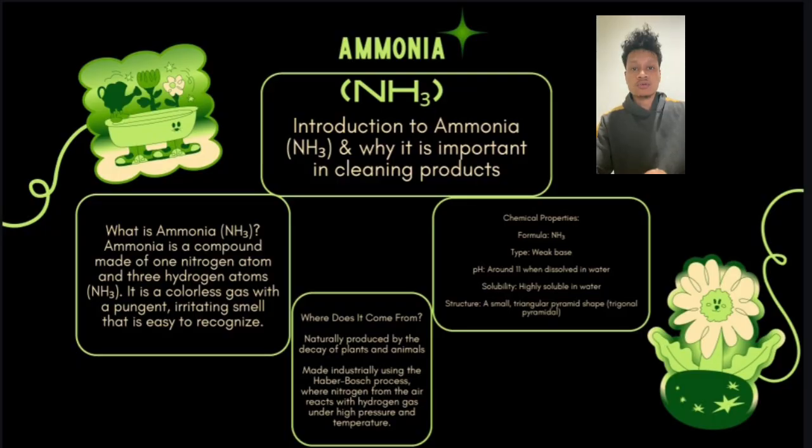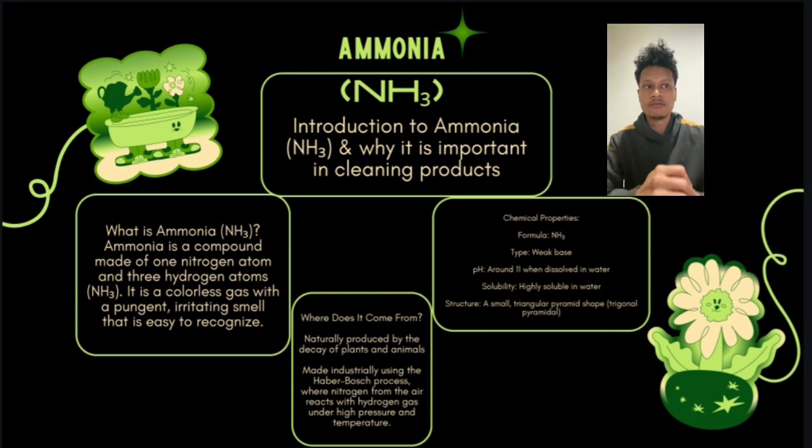Now I'm about to introduce you to what ammonia is. Ammonia is basically a compound made of a nitrogen atom and 3 hydrogen atoms, and we call it NH3. It is a colorless gas with a pungent, irritating smell that is easy to recognize.